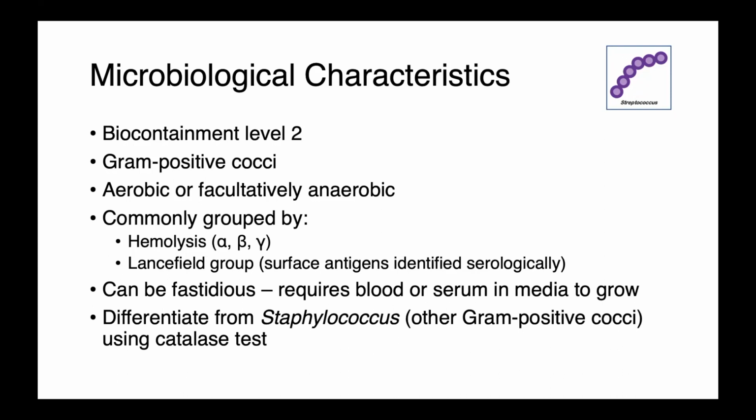They're also aerobic or facultatively anaerobic, and we commonly group them based on either their hemolysis patterns, so alpha streps or beta streps, and their Lancefield groups, which is based on surface antigens that can be identified serologically. Streps can be fastidious, requiring either blood or serum in the media to grow, and so they don't always grow on regular blood agar. We can easily differentiate streps and enterococci from the genus Staphylococcus using the catalase test.